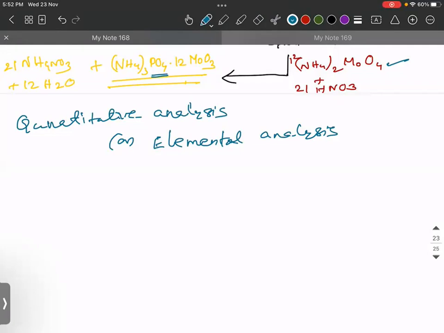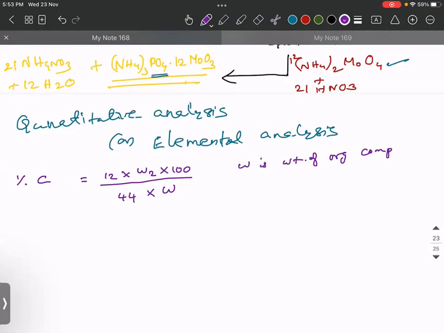So now, what is the quantitative relationship that we will take? Percentage of carbon is equal to 12 into W2 into 100, the whole thing divided by 44 into W. W is the weight of the organic compound.